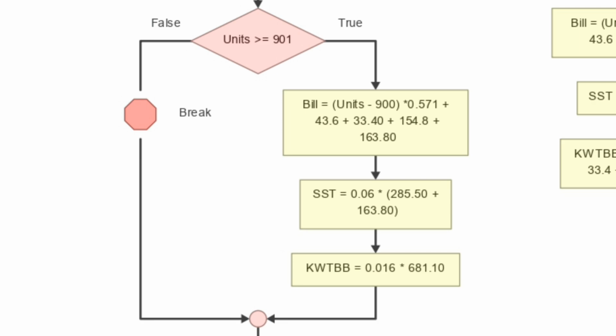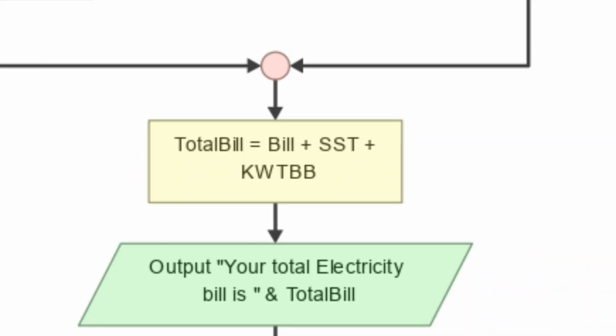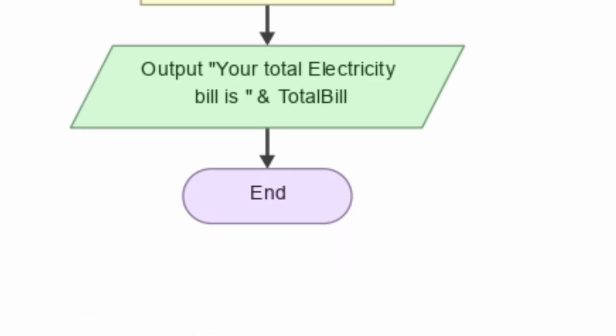Since the rule of the KWTBB is met, we need to calculate the total bill plus the KWTBB rate, which is 0.016 multiplied by the bill on the last tariff. The SST requirements too are met here, so we have to multiply 0.06 to the total of the bill on this last tariff. For the full calculation, we have to obtain the total bill of electricity. To obtain the total bill of electricity, we have to add the SST and KWTBB charges into the bill. We have got the calculations that we wanted. Now we have to drop an end to the flowchart.